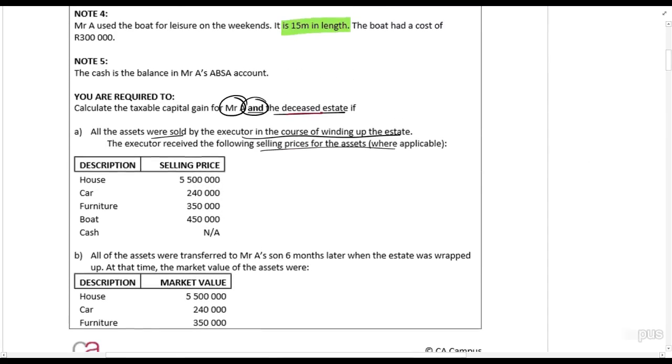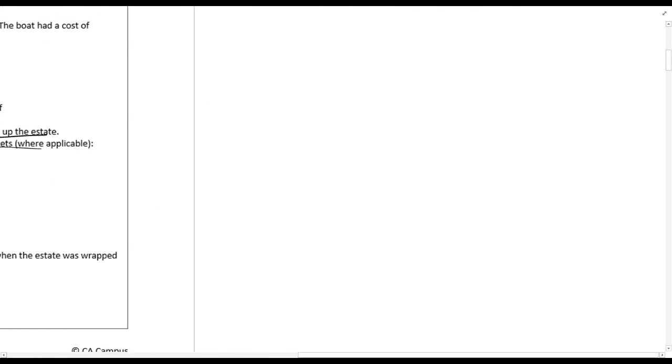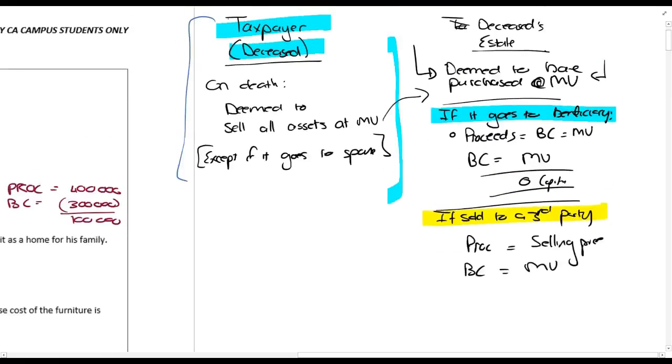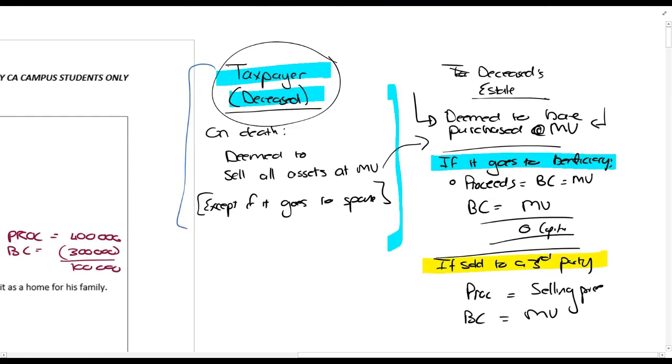So, they say to you that the executor sold everything in the deceased estate. Okay, so if the executor sold it, we are looking at this rule on our slide that says the proceeds is the selling price and the base cost is the market value at death. Why is the base cost market value at death? Because remember, the taxpayer was treated as if he sold it to the deceased estate at market value. So the deceased estate is treated as if it had a deemed purchase at market value.